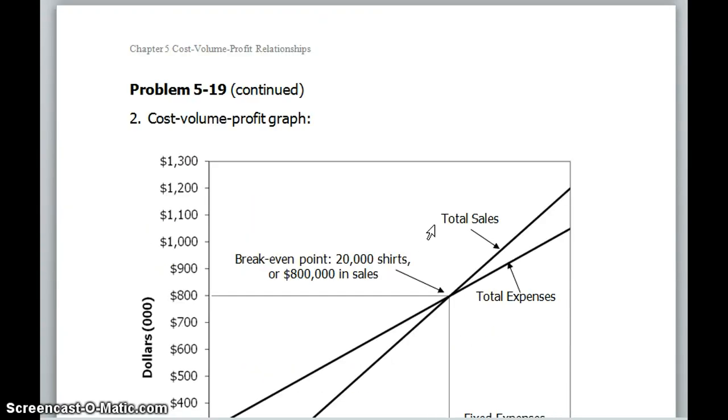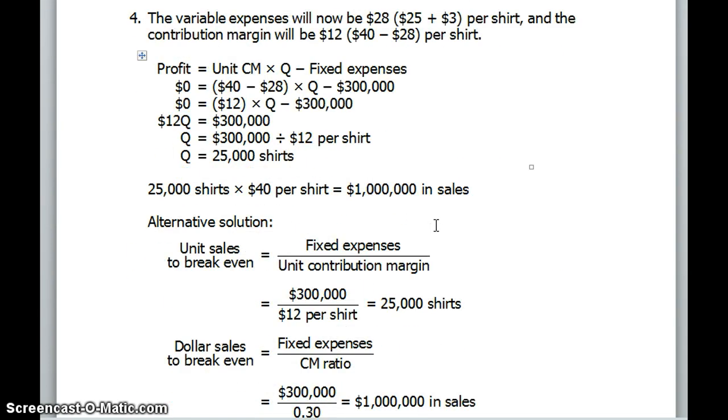Moving on to part 4 of the problem. Part 4, you were asked, the company is considering paying the store manager of store 36 an incentive commission of $3 per shirt, in addition to the salesperson's commission. If this change is made, what will be the new break-even point in dollar sales and in unit sales?